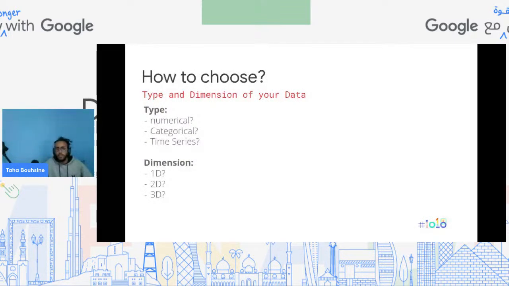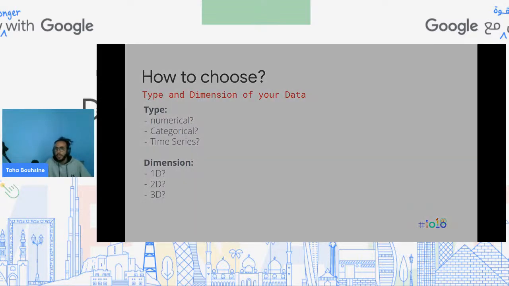We first look at the data type we have. Is my data numerical? Is it categorical data? Or is it a time series? And how many features am I going to use, or what dimension will you be working in? Is it one dimension? Is it two dimensions? Or is it more than three dimensions?